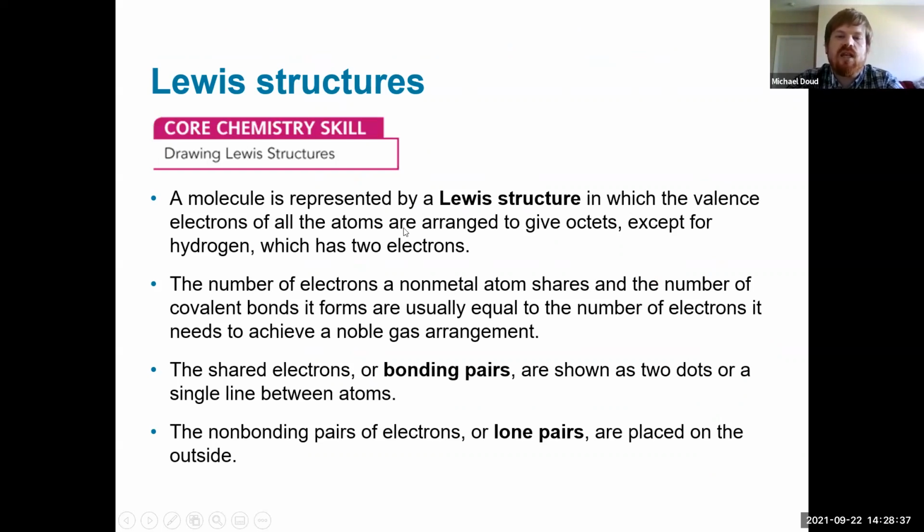The number of electrons a nonmetal atom shares and the number of covalent bonds it forms are usually equal to the number of electrons needed to achieve that noble gas arrangement. For example, look at oxygen. Oxygen is two electrons away from a noble gas arrangement. That's why when it forms an ion, it forms the O2- ion.